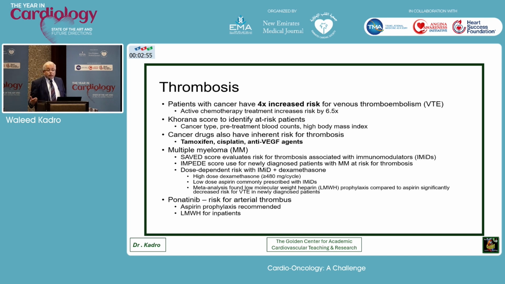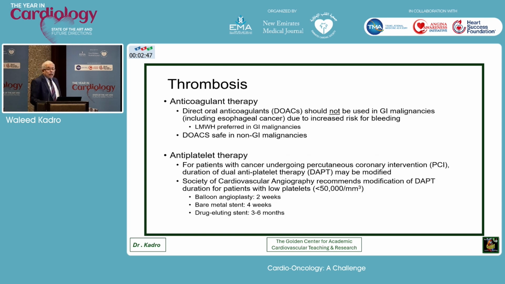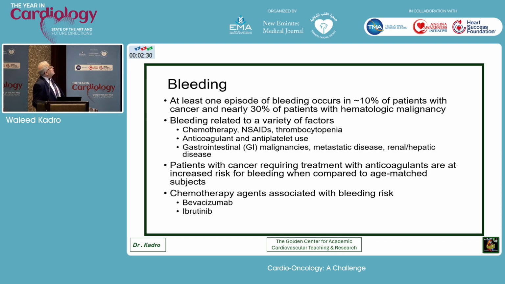So it was taken from the market, but because of its efficacy, it's back, with the recommendation to give both aspirin and low molecular weight heparin. Instead of low molecular weight heparin, we can use the DOACs unless the patient has GI malignancy, because if we use DOAC in combination with GI malignancy, there is increased bleeding. The antiplatelet therapy will be left out if the patient needs intervention.